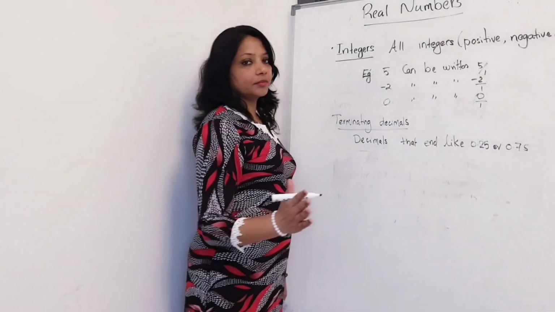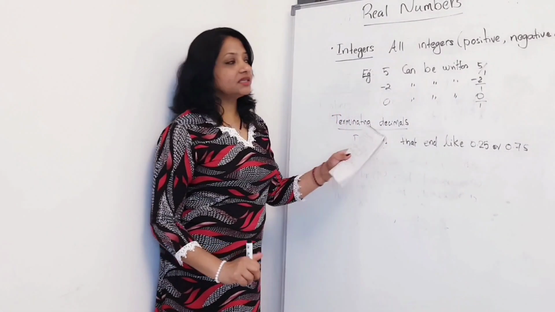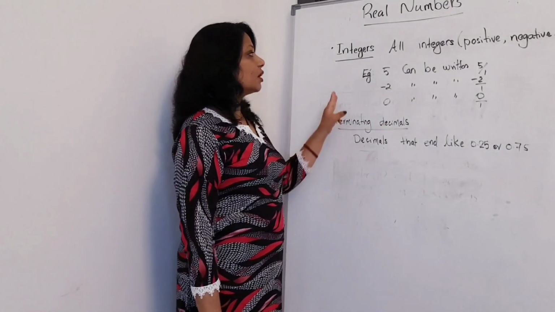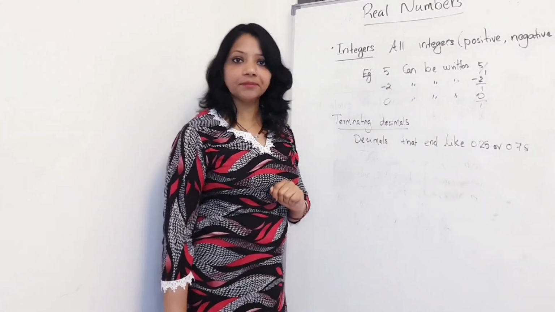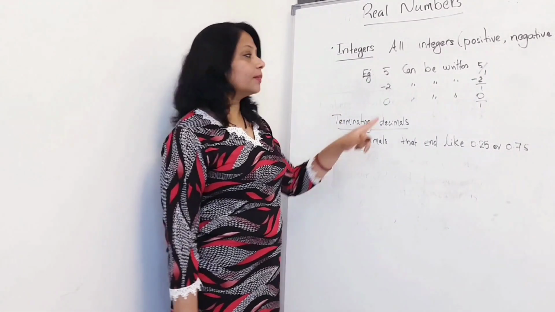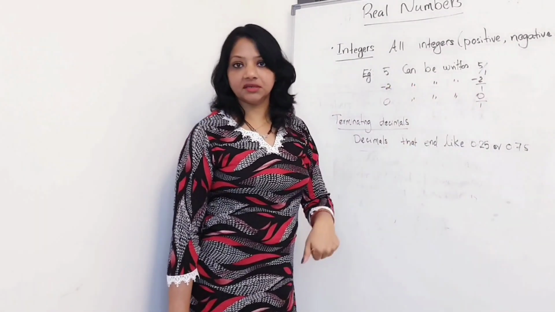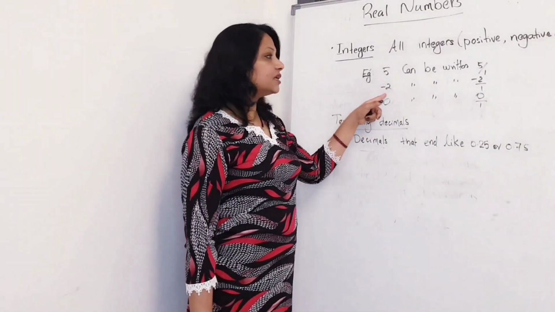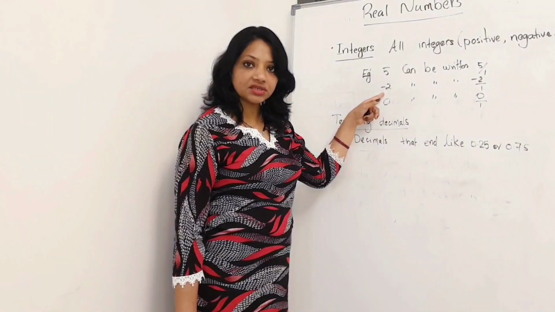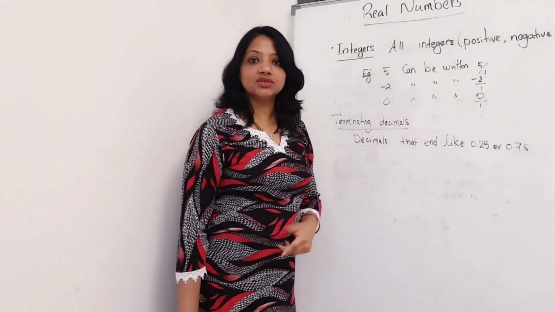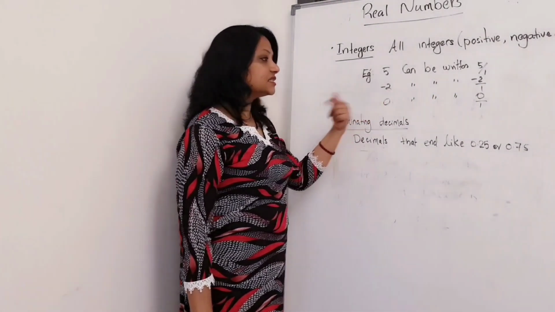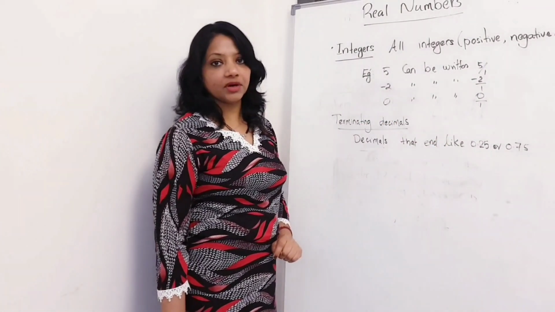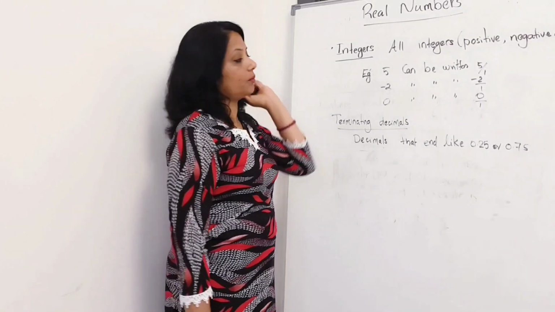Next example, integers. Integers are positive, negative or 0. Why are integers rational numbers? For example, 5 can be written as 5 by 1, which is in p by q form. If you take the integer minus 2, you can write minus 2 by 1. 0 is also a rational number, because 0 by 1 is in p by q form.